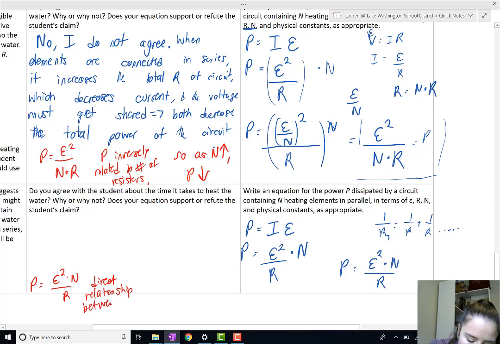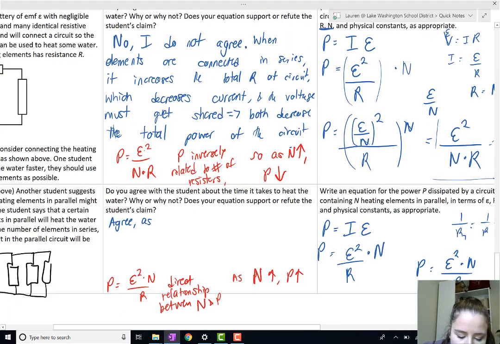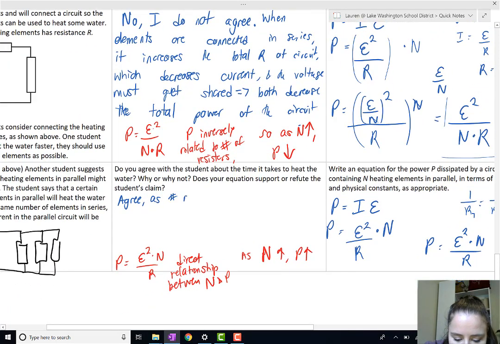between N and P. So as the number of resistors increases, the power increases. So we agree with the student's claim, okay? Agree. As the number of resistors increases, the power also increases, and that is supported by the equation.